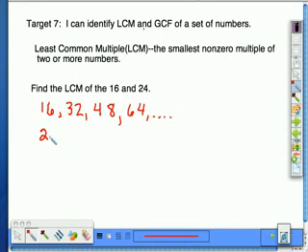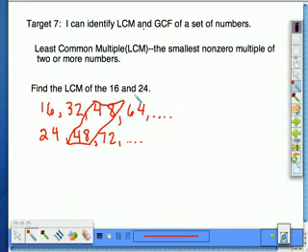Then I take 24. 24 times 1, 24 is my first multiple. 24 times 2 is 48. 24 times 3 is 72. And I could continue that out. Now I stopped already because I noticed that I already have a common multiple. This is my first multiple 16 and 24 have in common. So my LCM, or least common multiple of 16 and 24, is 48.